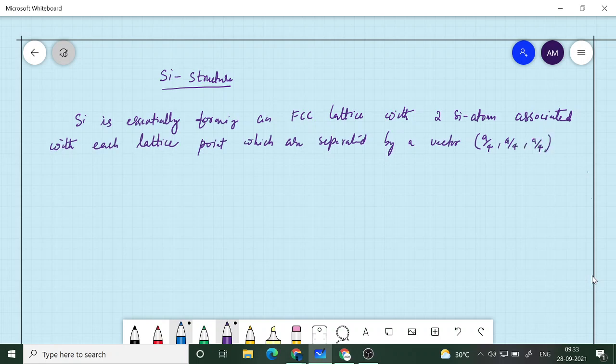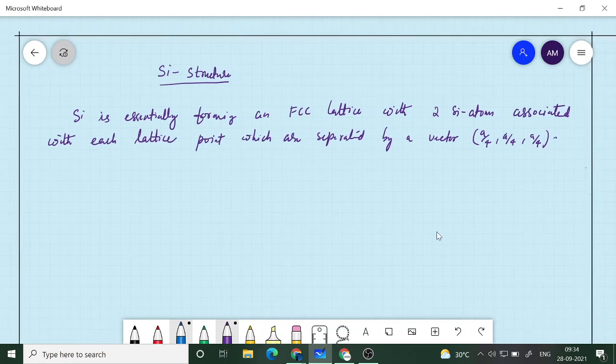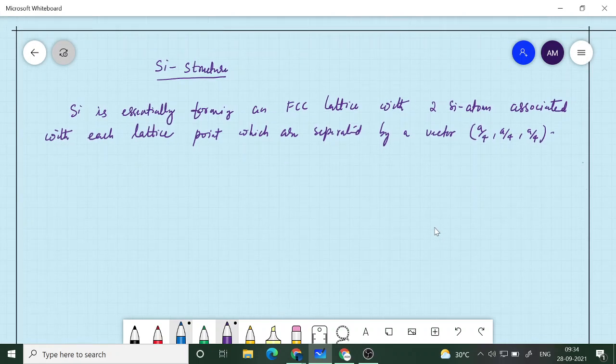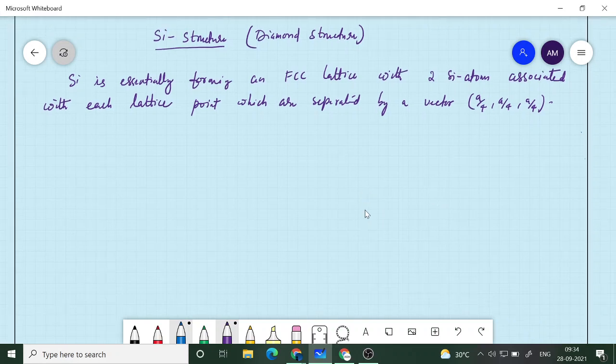So these are basically the x component, y component and z component. And the name of that structure is called diamond structure. So the structure of silicon is diamond structure, which is the same as the structure of diamond, where we have carbon atoms, but in the case of silicon the carbon atoms are replaced by silicon atoms. That's the only difference.